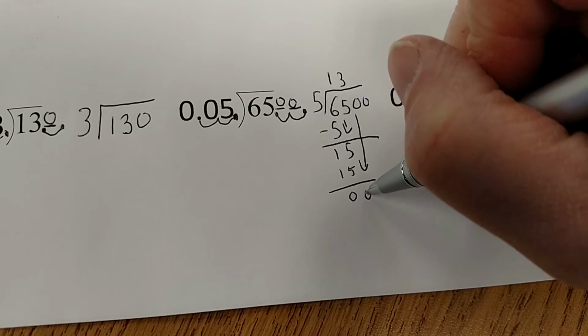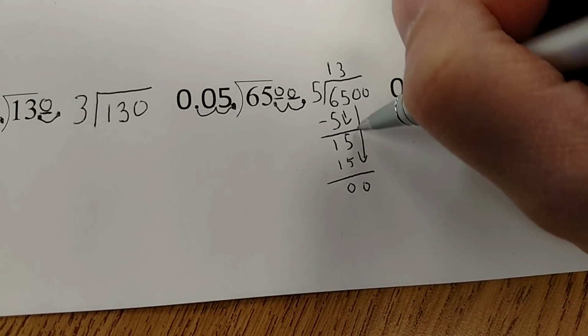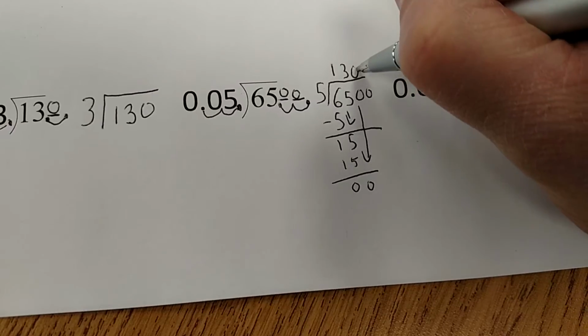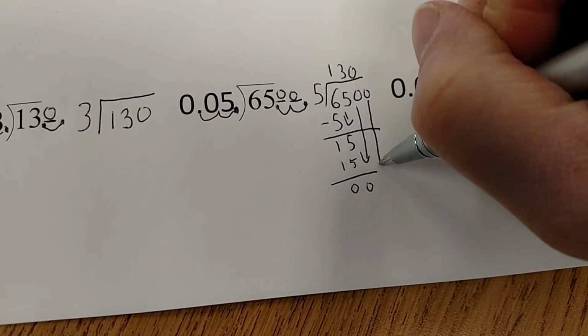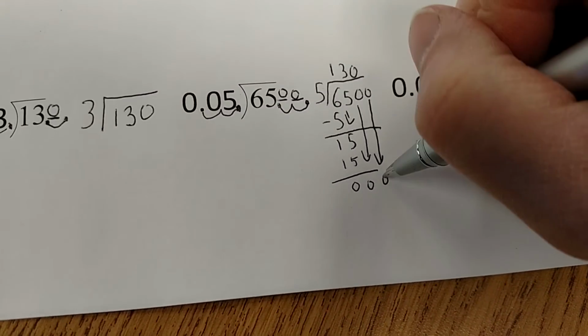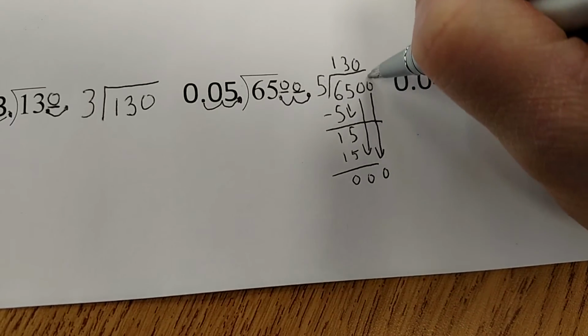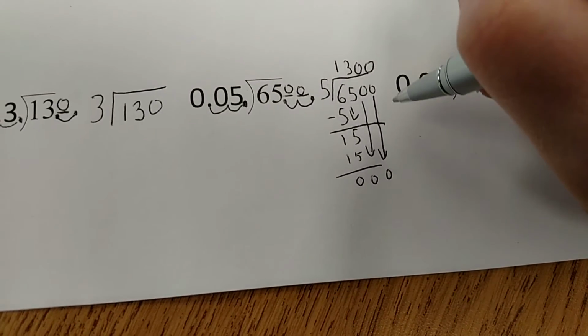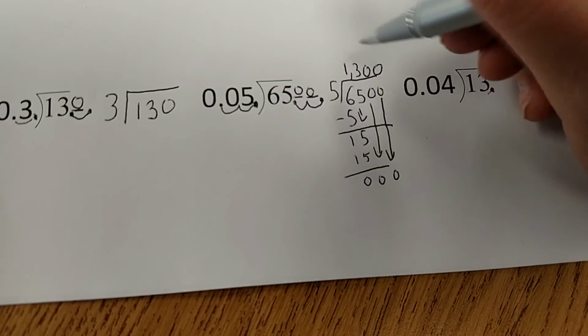5 can go into 0. Impossible. So if I go straight in a line, I can put a 0 in this spot. 5 goes into 0 0 times. Bring down my next 0. 5 can go into 0 again, 0 times. So I go straight up into my quotient. Put a 0 right there. And the answer would be 1,300.